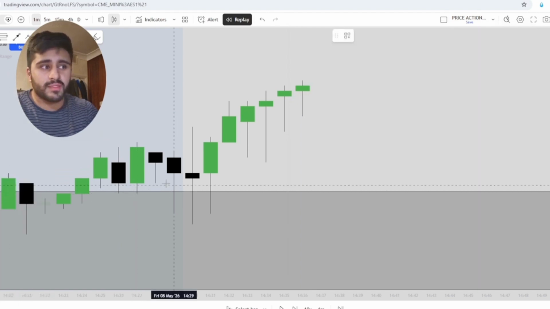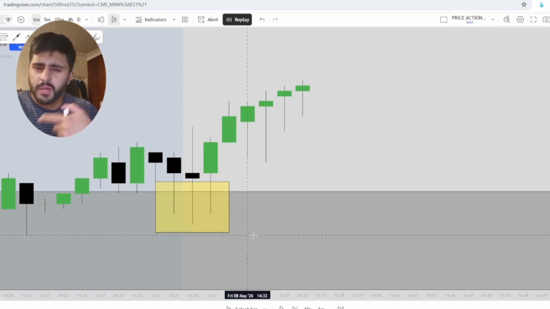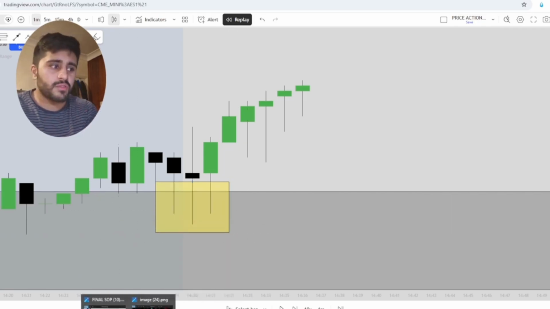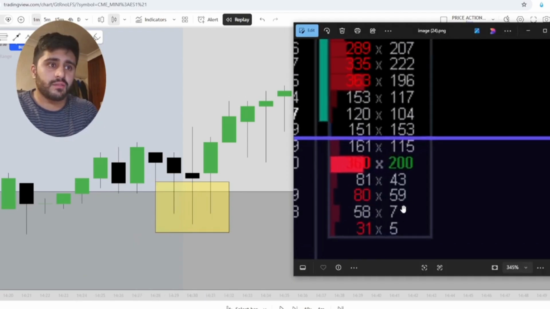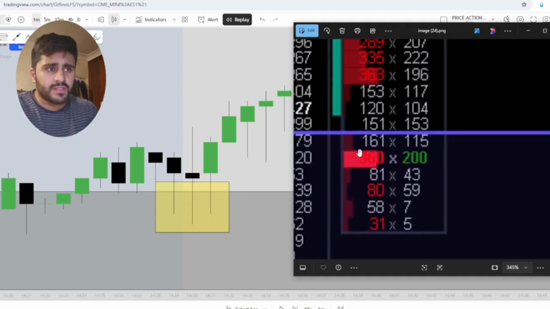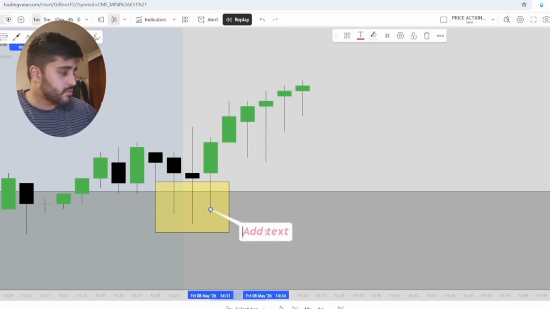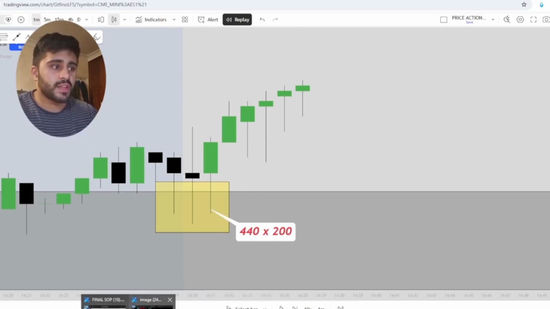I'm going to try and make this very, very simple for people, because people often say I overcomplicate things. What do you see here? This number here is so red, I can't even read it. I'm going to say that's 440 for 200. Let me just write that down. 440 for 200. Okay, that's what it says here.